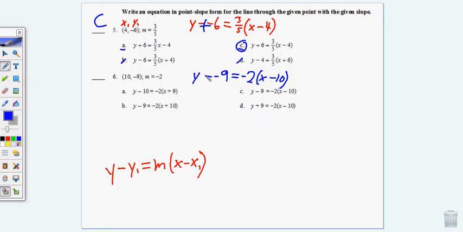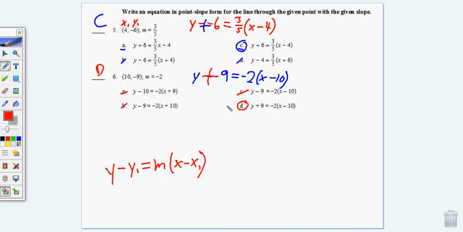So we just need to match this to one of our equations down here. Remember, this is subtracting a negative, so this is really the same as addition, right? So we need y plus 9, and then we need x minus 10. So this is not good. This is a subtract 9, so that's not good. This is subtract 9, so that's not good. So really, D is the only one that has a +9 and a -10. So I would go with D.